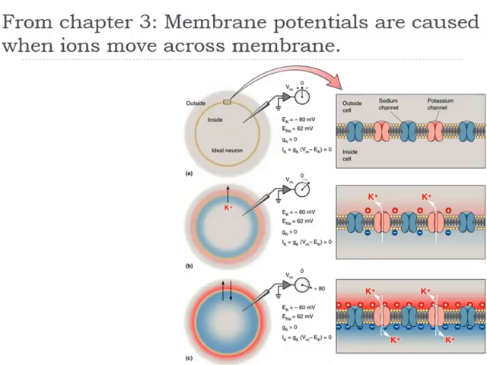So here's a model building upon chapter 3. The idea here is that membrane potentials are going to be caused by ions moving across the membrane, and different ions will have different effects on the membrane. In this picture, it's showing a cell where the equilibrium potential is built entirely on the concentrations of the ions. The equilibrium potential of potassium is minus 80 millivolts, and the equilibrium potential of sodium is plus 62 millivolts.